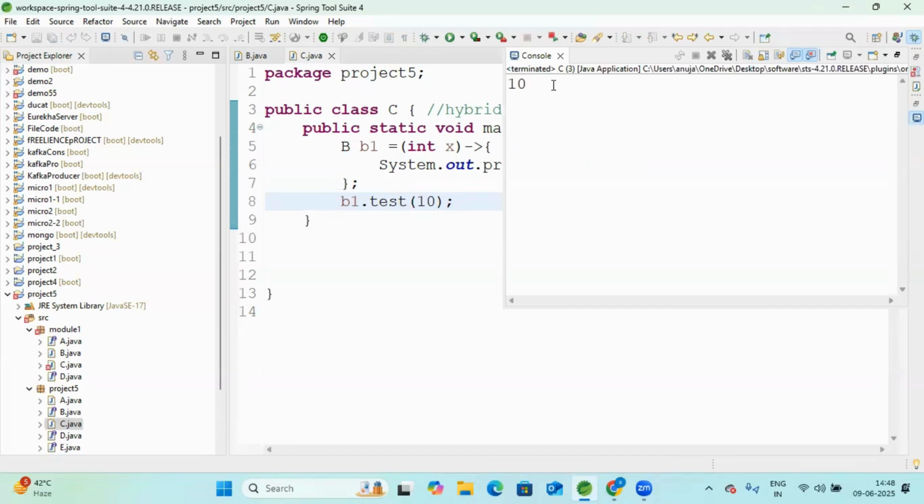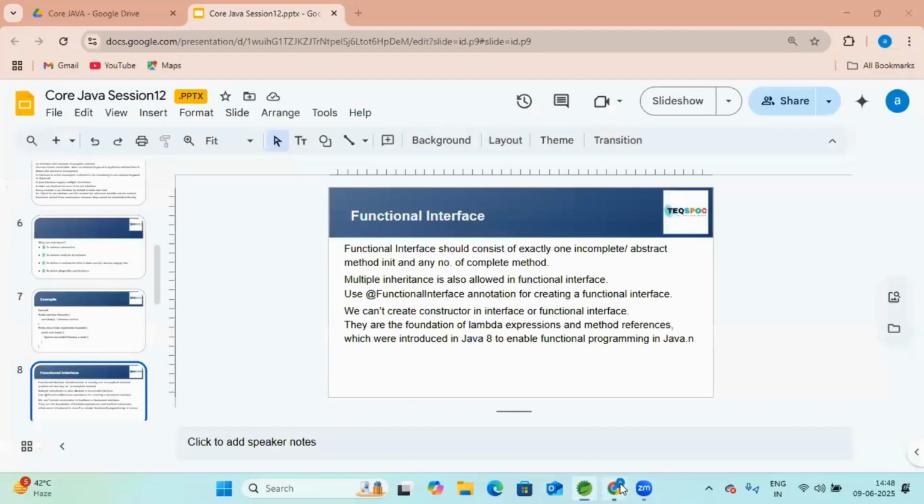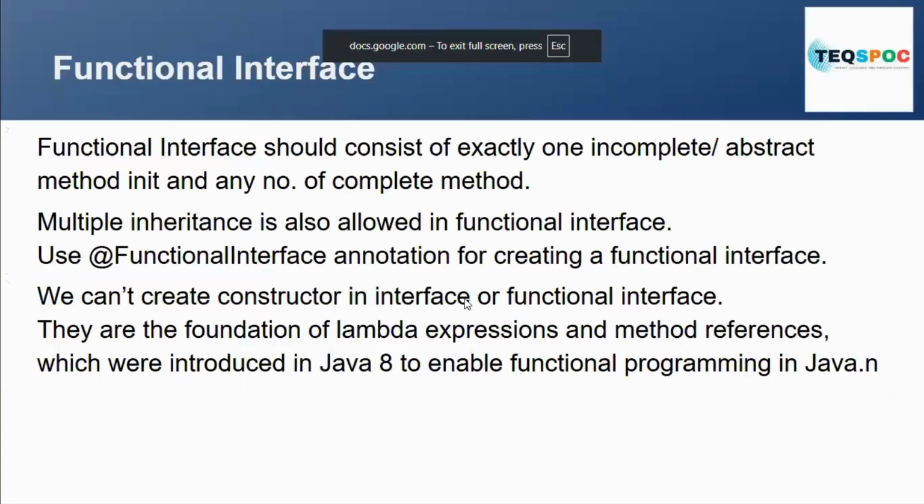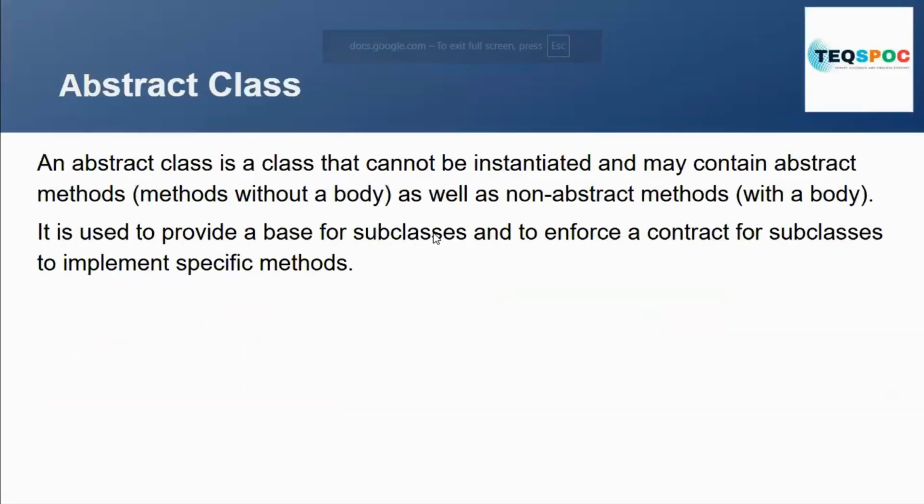Now move to the next, that is abstraction. Functional interface, abstraction. So what is this? An abstract class is a class that cannot be instantiated and may contain an abstract method. Abstract basically means an incomplete method, a method without any body, as well as non-abstract methods, meaning methods with a body. It is used to provide the base for a subclass and to enforce a contract for the subclass to implement a specific method.